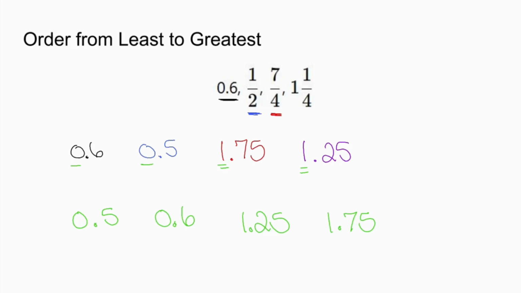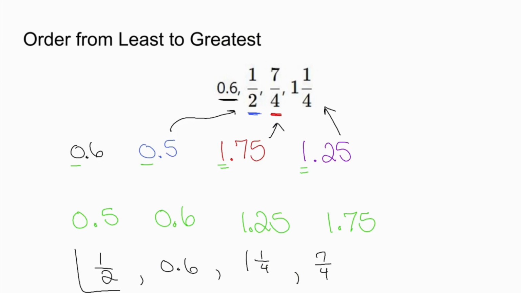Now here's the thing. I have to rewrite them in their original form. 0.5 was originally a half, so I'm going to turn it into a half. 0.6 was a decimal, so I'm going to write it out as a decimal. 1.25 was originally written as 1 1/4. And last but not least, 1.75 was originally written as 7/4. So these are my numbers written from least to greatest.